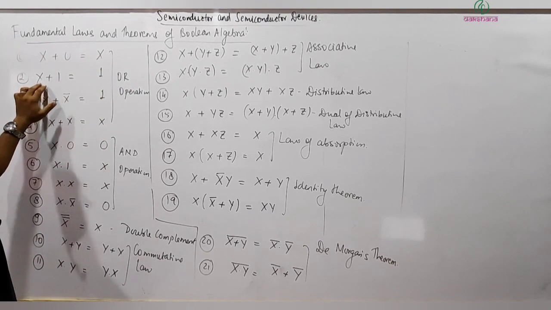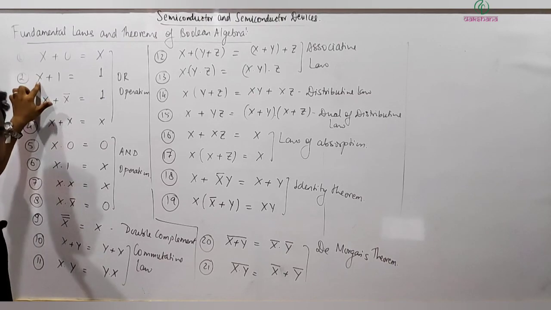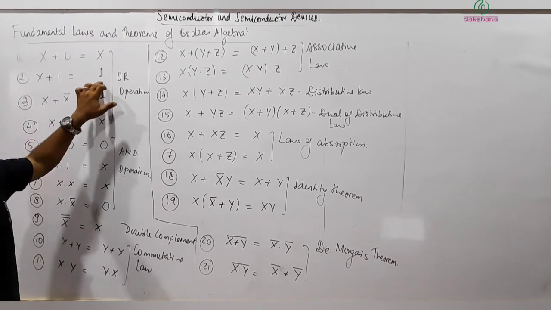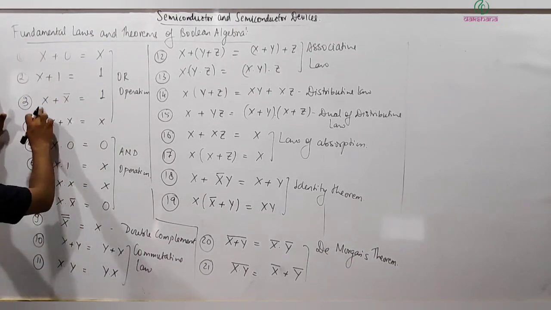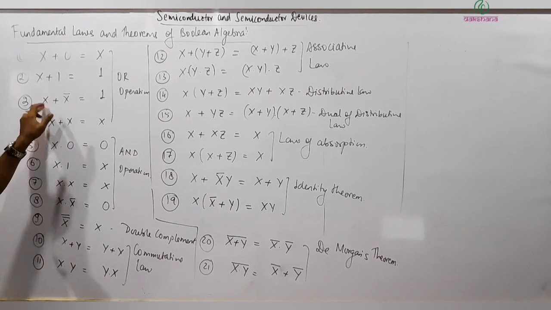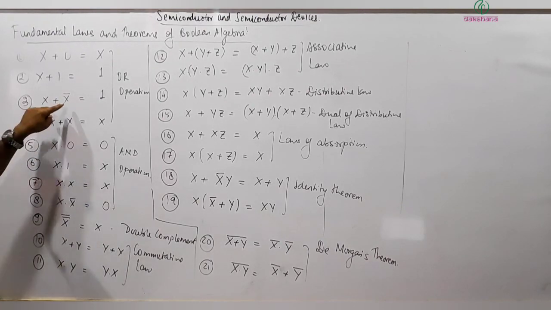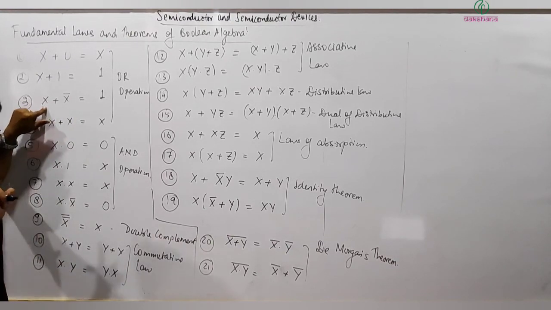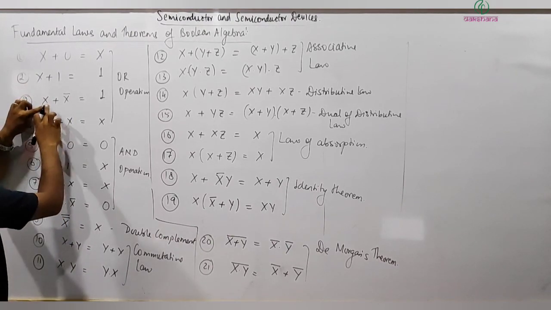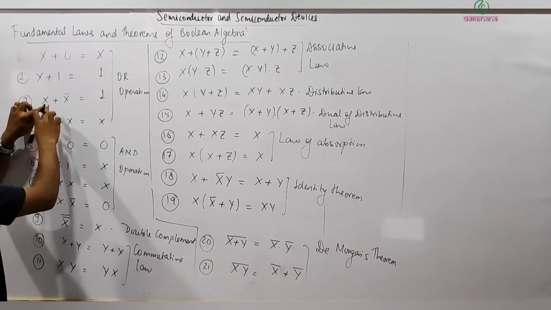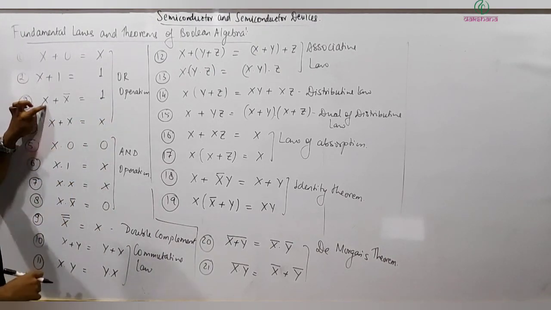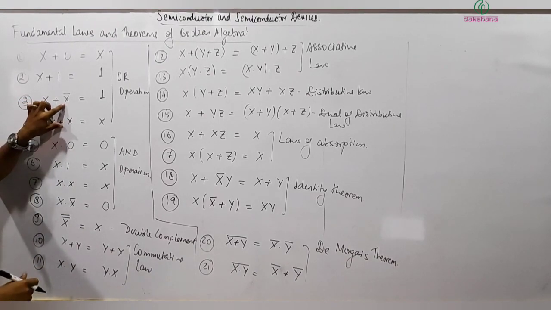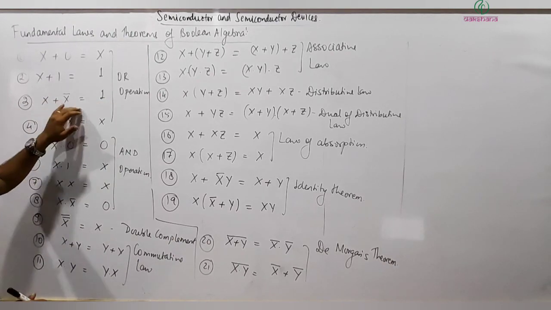Similarly x plus 1, x can be either 0 or 1. If it is 0, then we will get 1. If it is 1, then 1 plus 1, still we will get 1, right? Similarly x plus x', this x' is the inverse of x, so we call it the complement of x also. Let's say if the value of x is 0, then this will be 0 plus x' means 1. So 0 plus 1, you will get 1. If I am taking the value of x as high, means 1, then 1 plus 0, still I am getting 1.